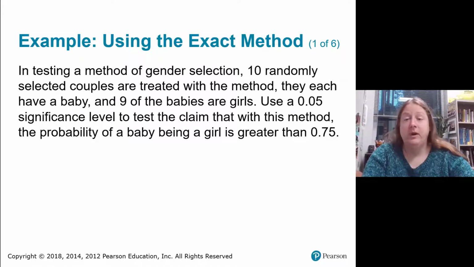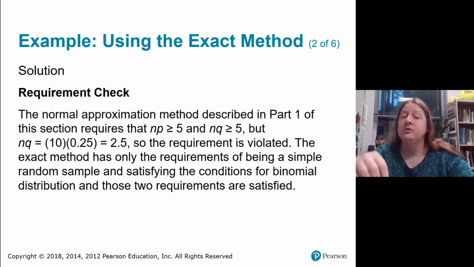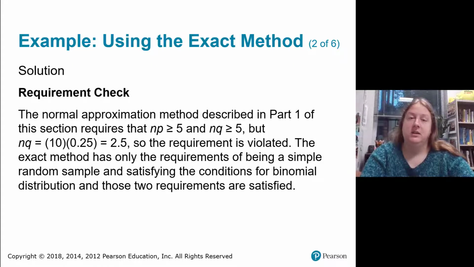So let's check our requirements. For the normal approximation method in part 1, the requirement was step 3, np and nq being greater than or equal to 5. In this case, nq is only 2.5, which is not greater than 5. That means that we can't use a normal approximation, right? That means we have to use the exact method.